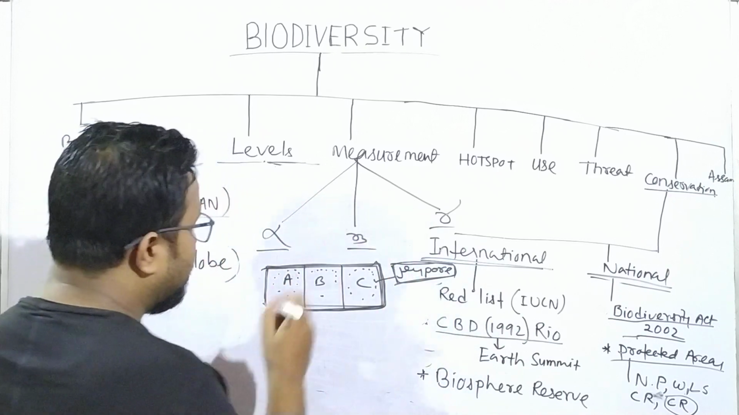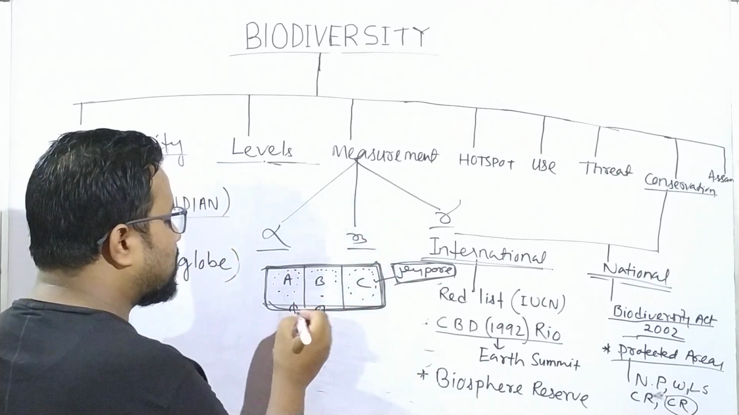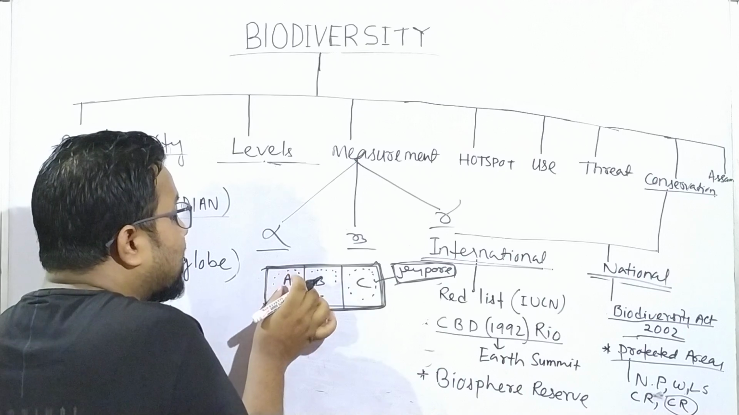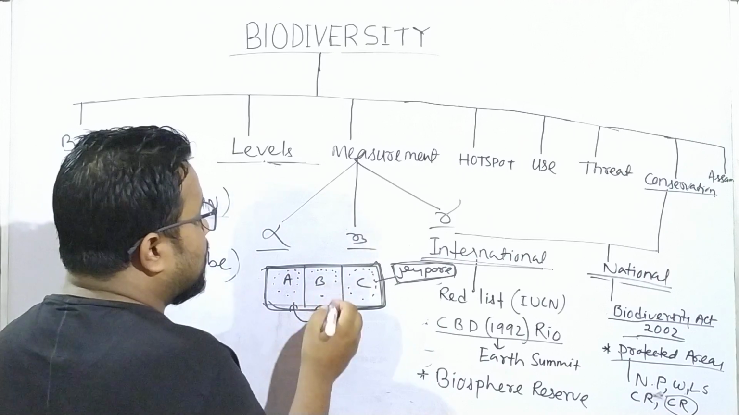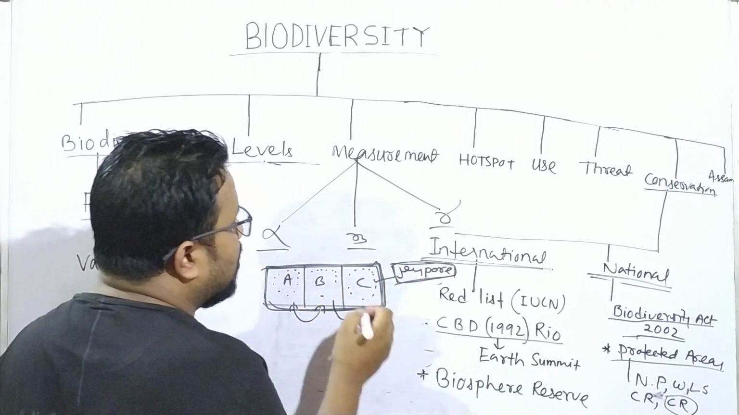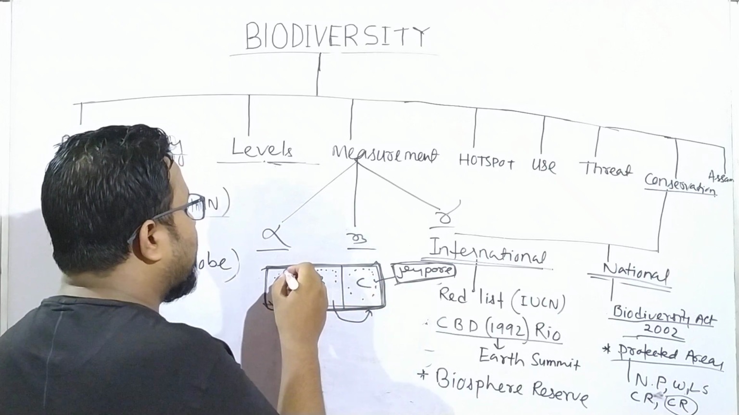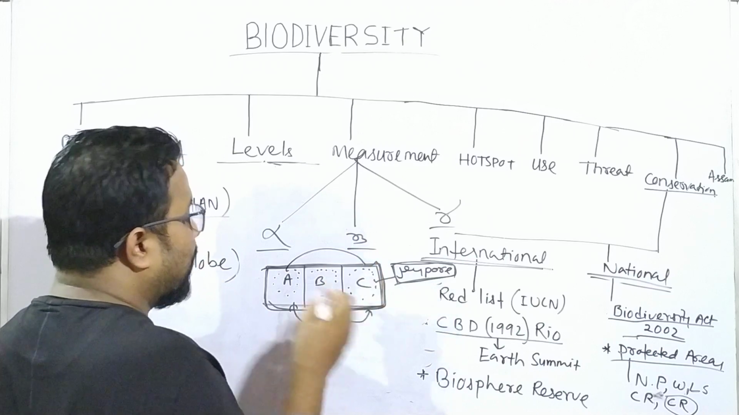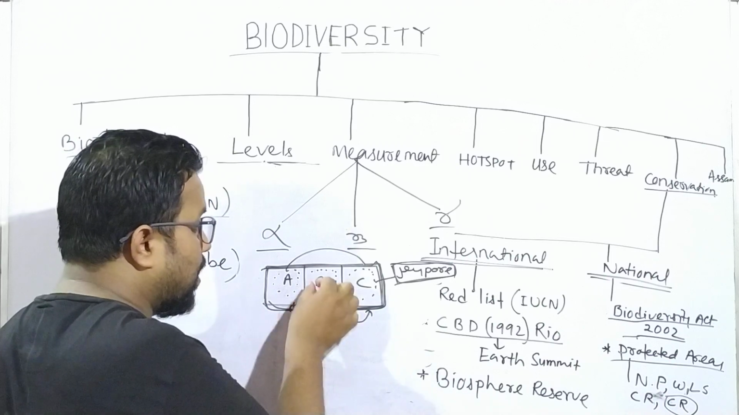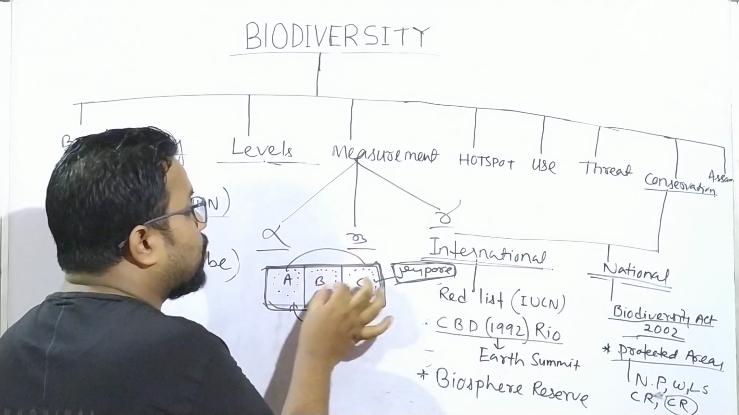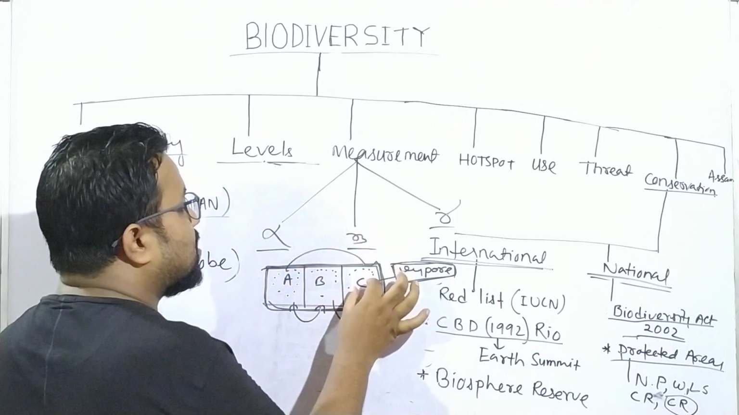Now what is beta? Beta means if I compare the total number of species at A with the total number of species at B, or if I consider the total number of species at B with the total number of species at C, or if we compare the total number of species at A with the total number of species at C. I can compare A with B, B with C, and A with C.